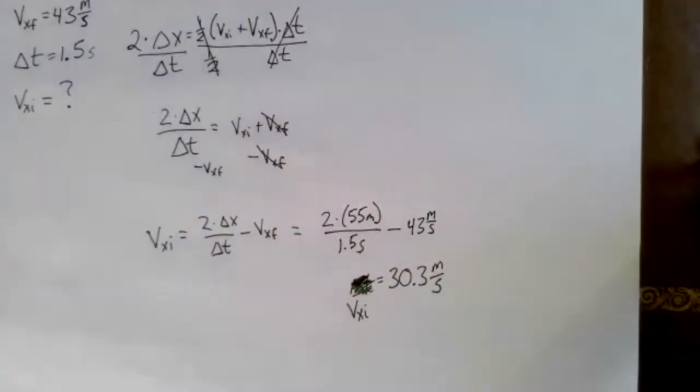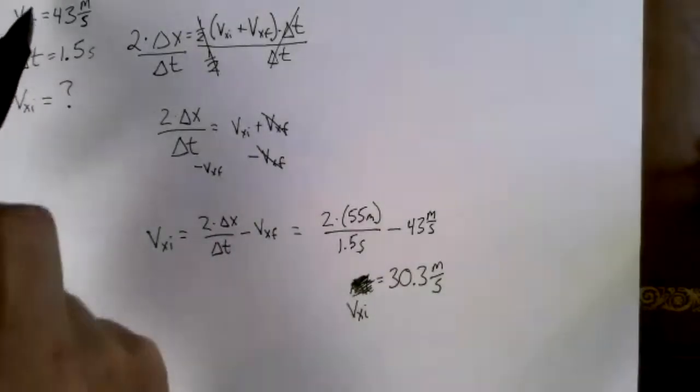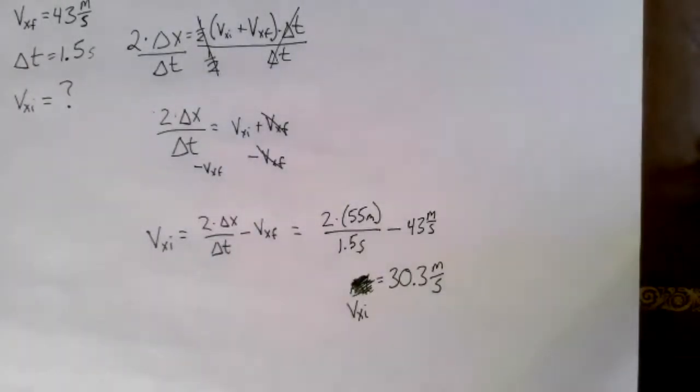So we're pretty sure that we did the math right, we did the algebra right. And if we're talking about something that's going at 43 meters per second at the end, it's pretty reasonable that it started at 30 meters per second. That seems like we did all right here.